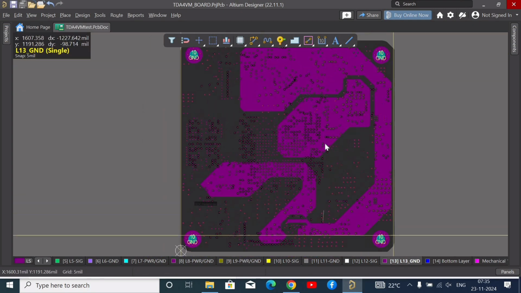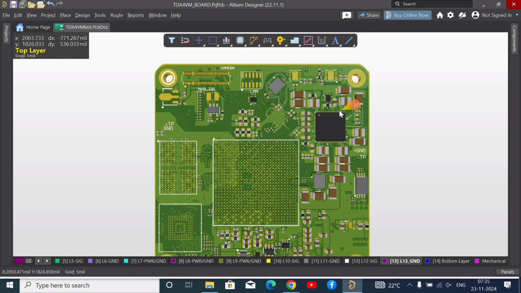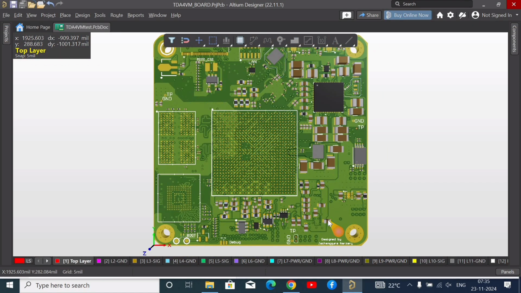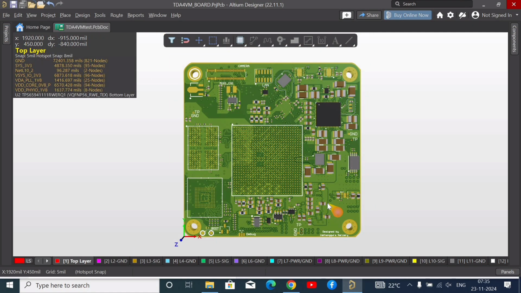So this is it. This is a very small form factor board, and I'm kind of happy because I could complete routing, and then complete the placement of all the critical components within this small form factor.